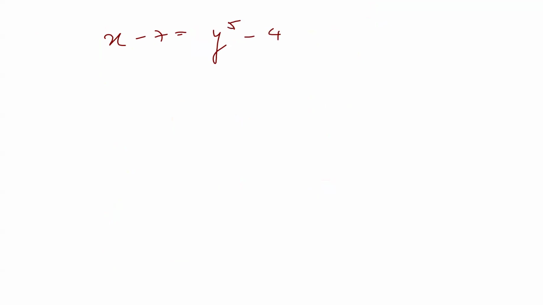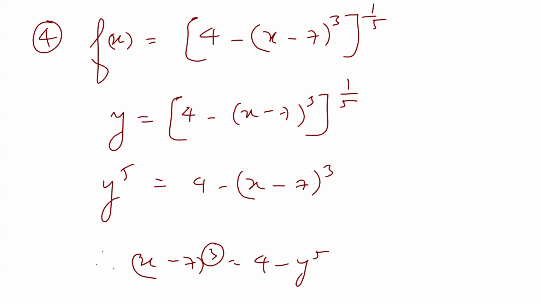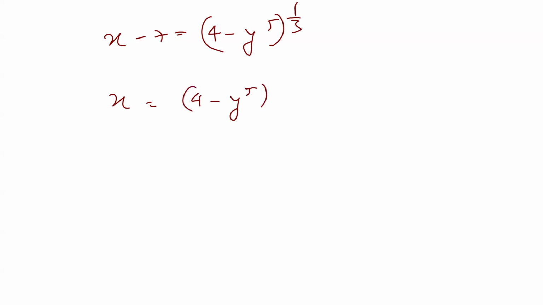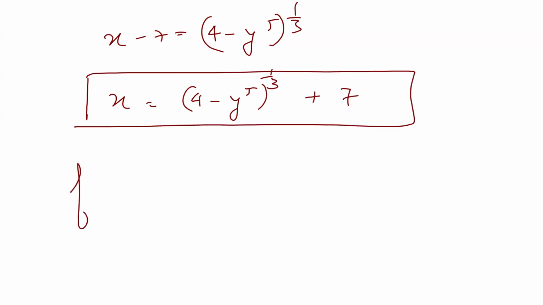Just a second. 4 minus y raised to 5, the whole raised to 1 by 3. So x is equal to 4 minus y raised to 5, the whole raised to 1 by 3, plus 7. So we got x in terms of y. So f inverse of x is equal to 4 minus x raised to 5, the whole raised to 1 by 3, plus 7. Next problem.